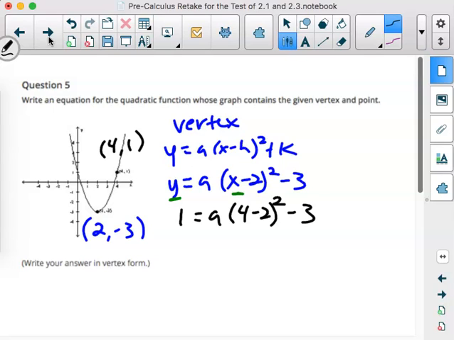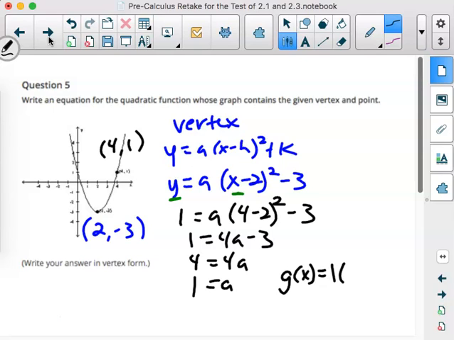So order of operations, 4 minus 2 is 2, 2 squared is 4. Then we'd add 3 to both sides and divide by 4. And a ends up being 1. But without showing that work, I can't give you much for this problem. I have to see that you understood what a was. And now we'll go ahead and write it. And it did say quadratic function, so I'll call it g of x. Our a value is 1, so I don't need to write it down. I'm going to because I want everybody to see that that a was important.